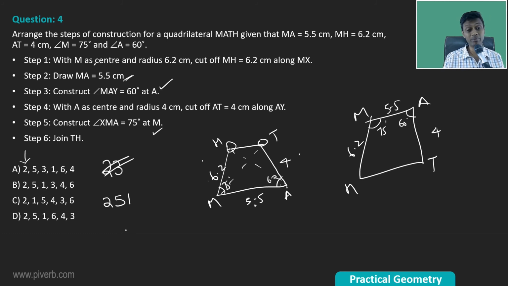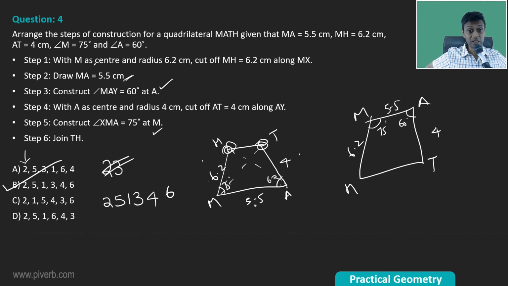We'll do the same process at A. So we'll say construct angle MAY equal to 60 degrees at A. 3. With A as center and radius 4 centimeters, cut off AT equal to 4 along Y. So we have done this, located this, located this. Join TH, 6. 2, 5, 1, 3, 4, 6. Answer choice B, B for Bombay.